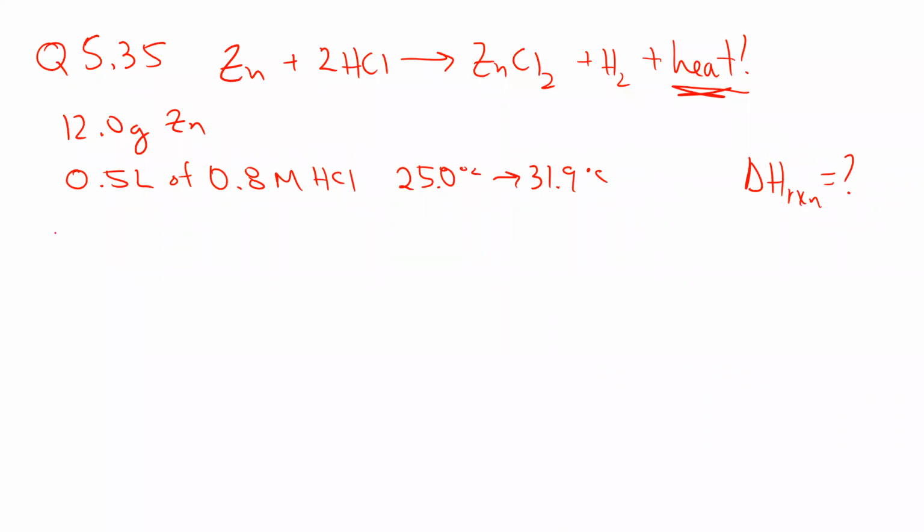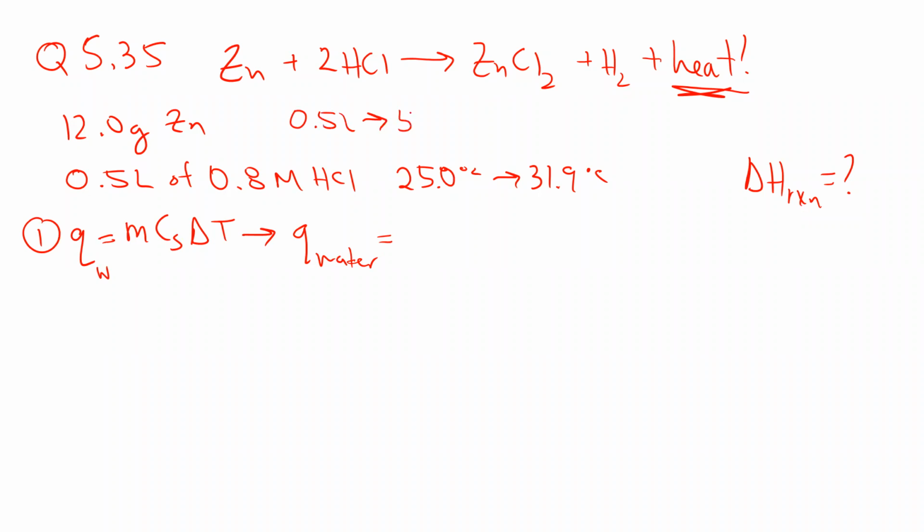So the first thing I would do is Q equals MC delta T, and this is for the water. Right, so Q for the water: 0.5 liters is 500 milliliters. The density, they tell you to use the density of water, 1 gram per milliliter. So I have 500 grams of water.